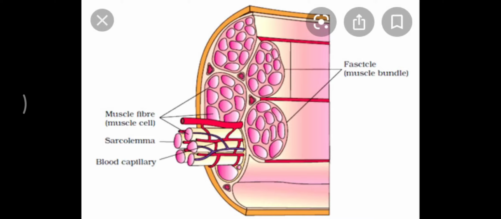You can see in the figure that the muscles are made up of a number of bundles which are called fascicles, and these fascicles are held together by a collagenous tissue layer that is called fascia. You can see the muscle bundle which is labeled as fascicle, and the bundle is enclosed within a fascia. Okay. Now the muscle bundle contains small muscle fibers.